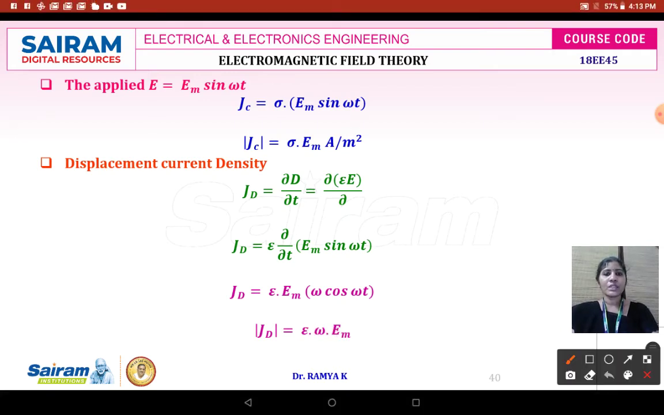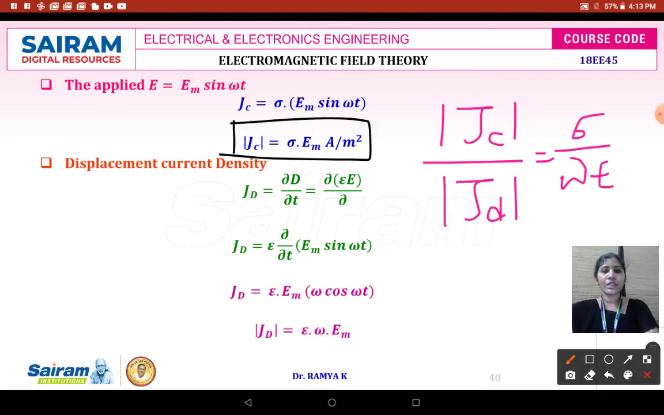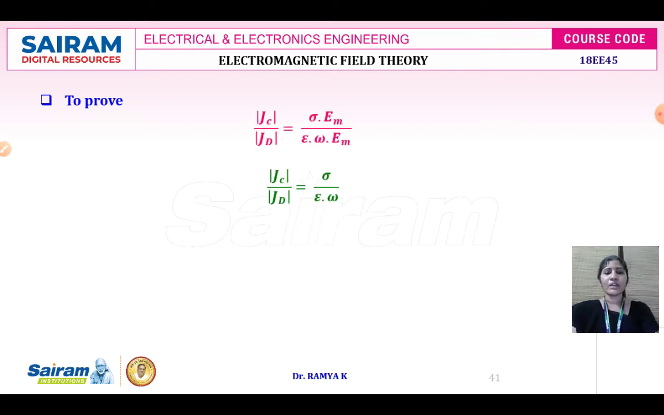Our problem is to identify the ratio of the magnitude of conduction current density to that of displacement current density. When we divide these two magnitudes, we get Jc by Jd is equal to sigma divided by omega epsilon. After reducing the expression, it is sigma divided by epsilon into omega. The sigma divided by omega epsilon is nothing but the loss tangent.